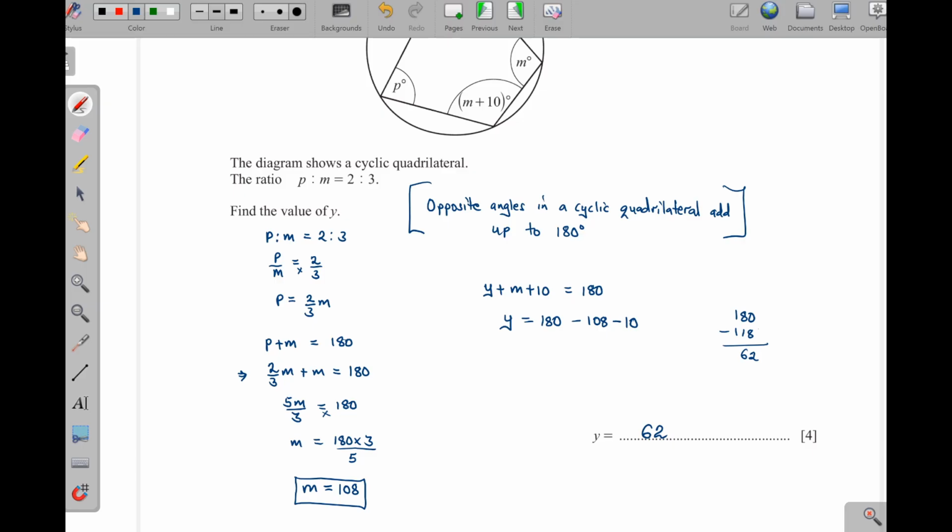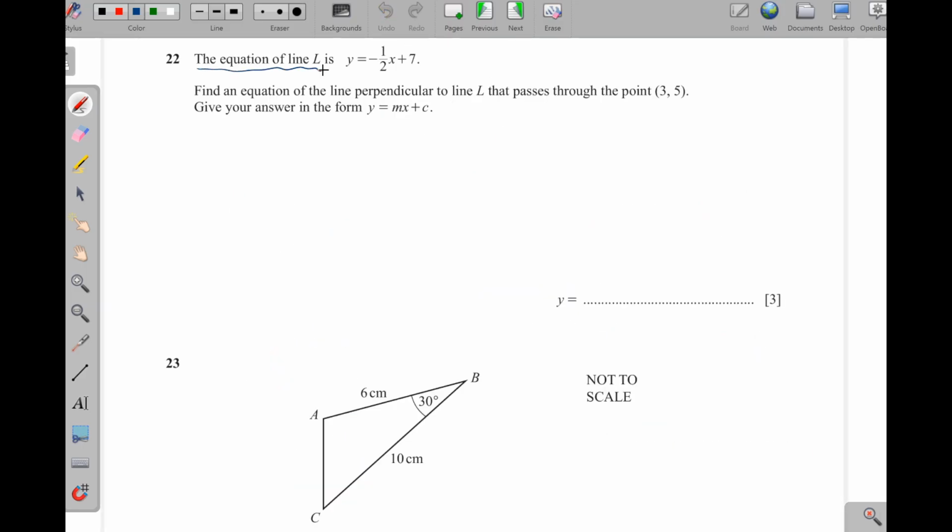As simple as that. Question 22. The equation of the line L is this one here. Find the equation of the line perpendicular to L that passes through this point. Give your answer in the form y is equal to mx plus c.